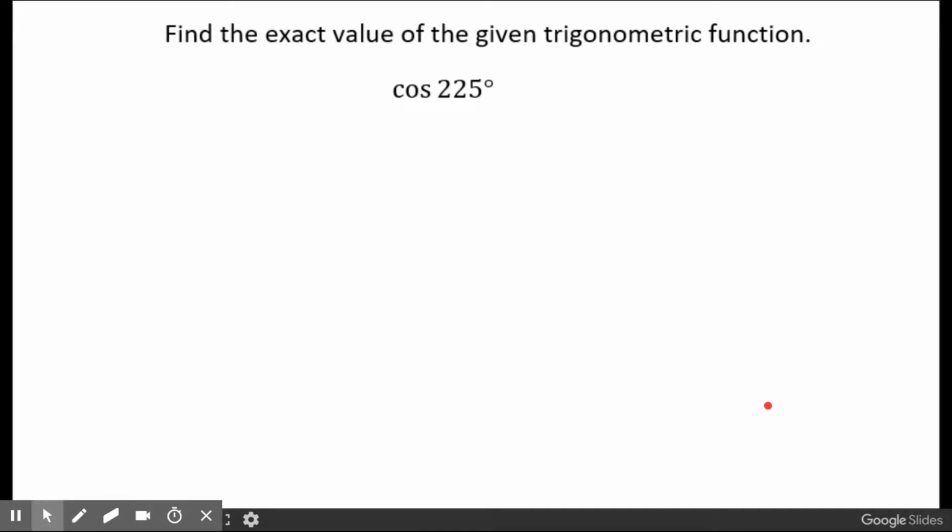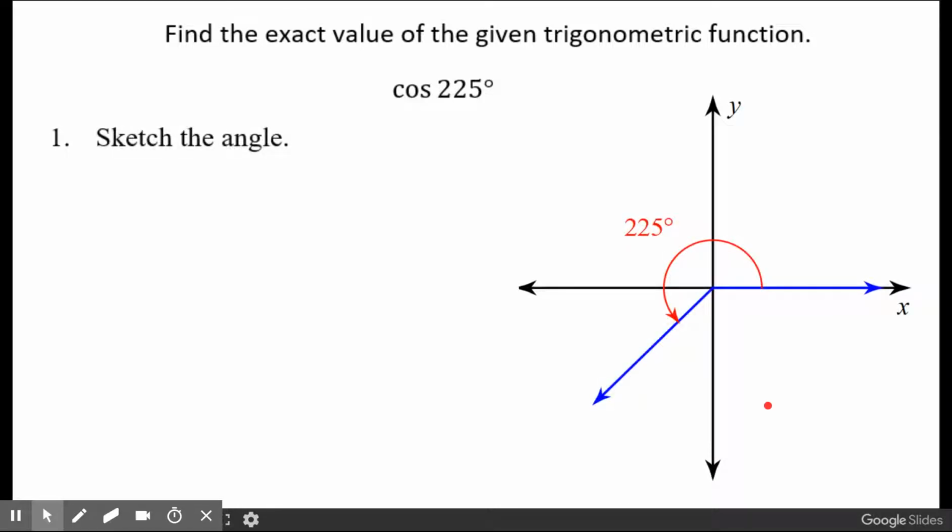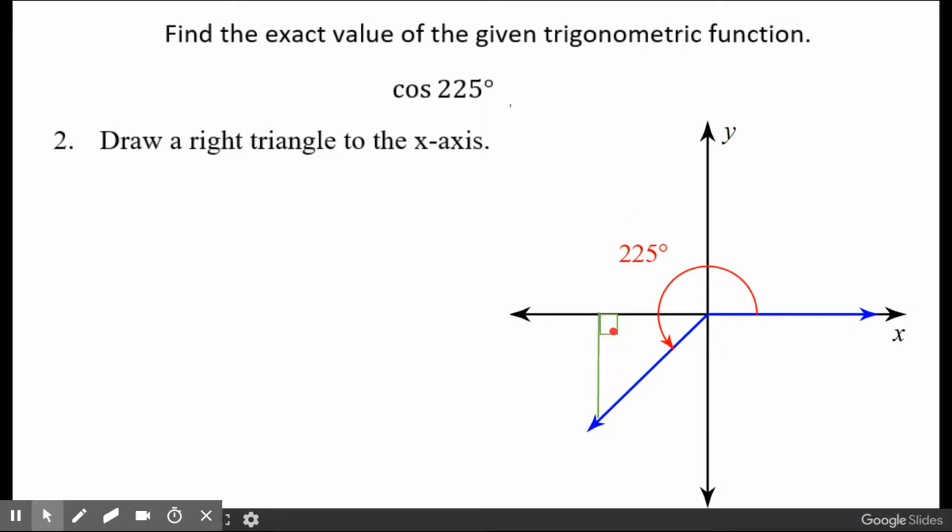So the angle we're trying to find here is the cosine of 225, and the first thing you want to do is sketch the angle. Because we know we start at 0, we go to 90, 180, 270, and back to 360, we know that 225 falls in the third quadrant between 180 and 270. Now we want to draw a right triangle to the x-axis.